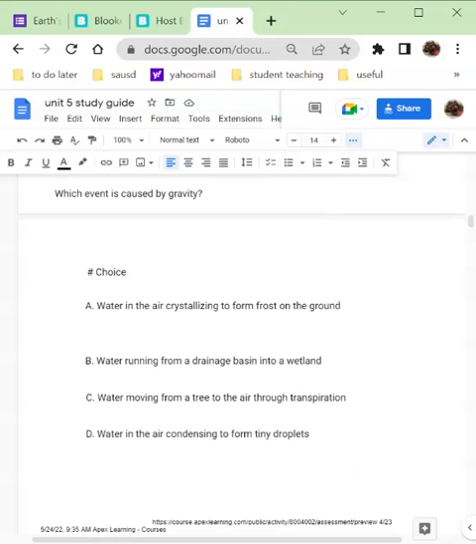Moving on, which event is caused by gravity. So if you're a group, which one's this one? Water running from a drainage basin into a wetland. The basin is like this gigantic bucket of water that's holding in the water, and then gravity helps push it down and push it into the wetland when it's being drained.